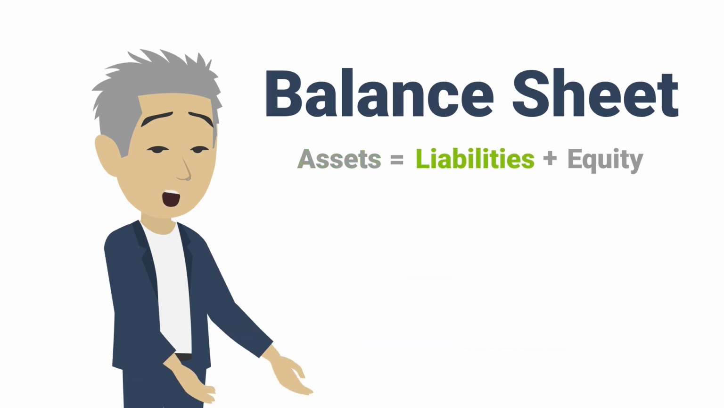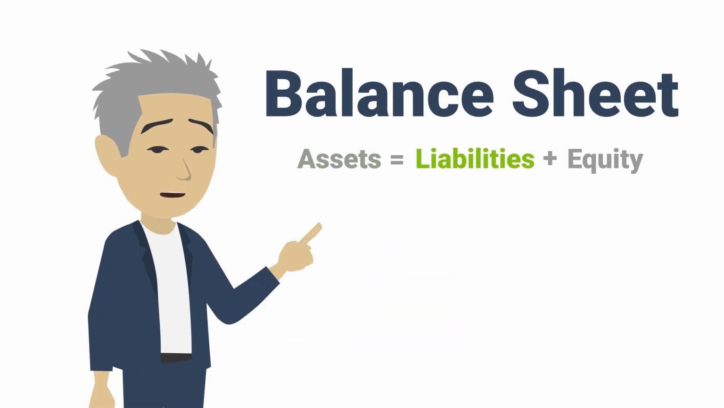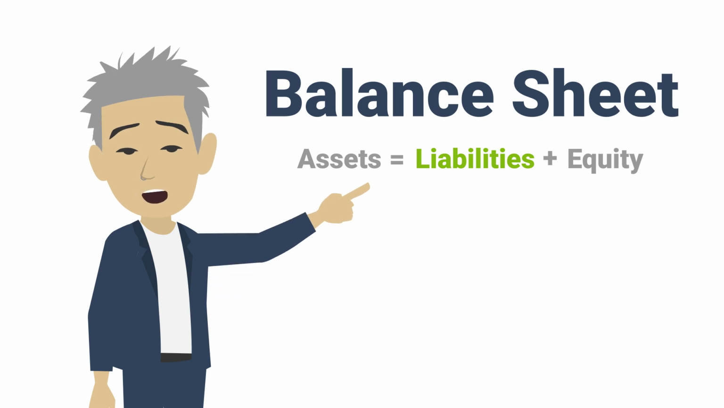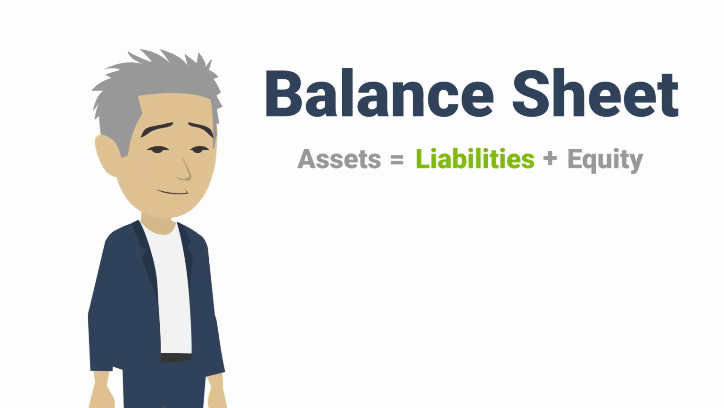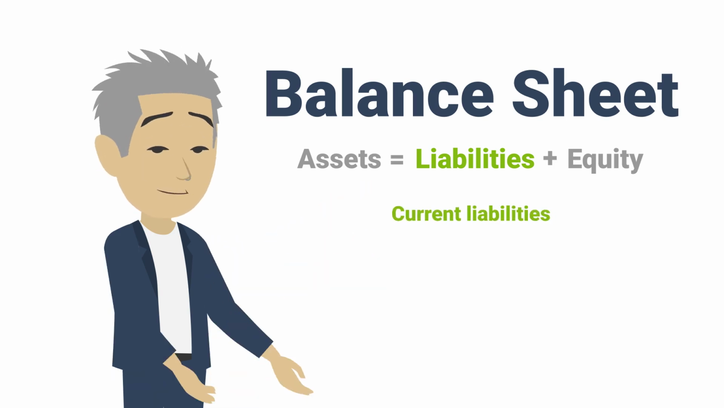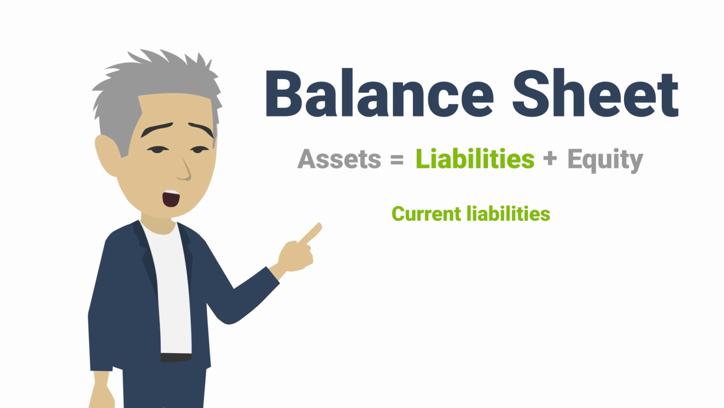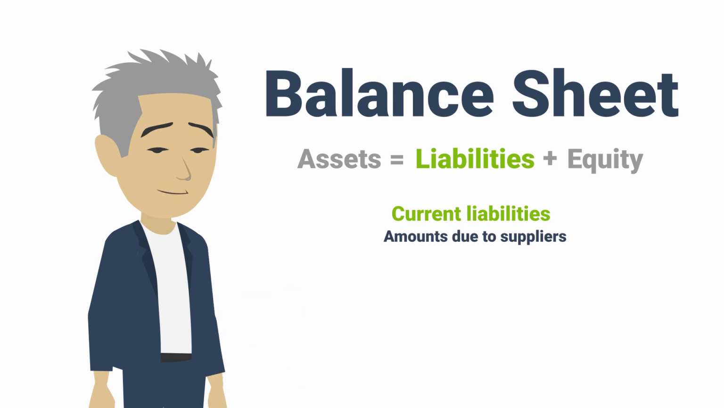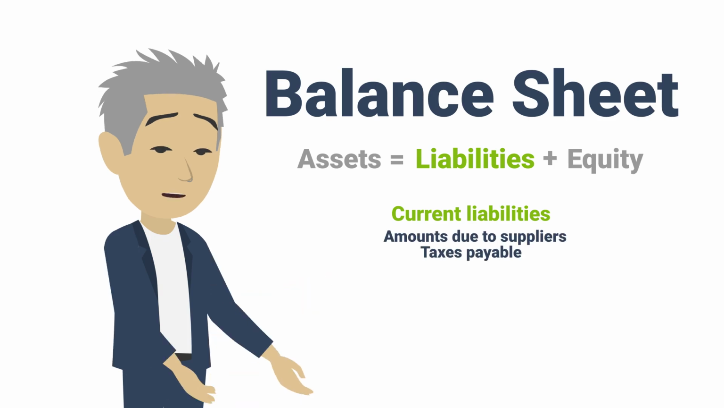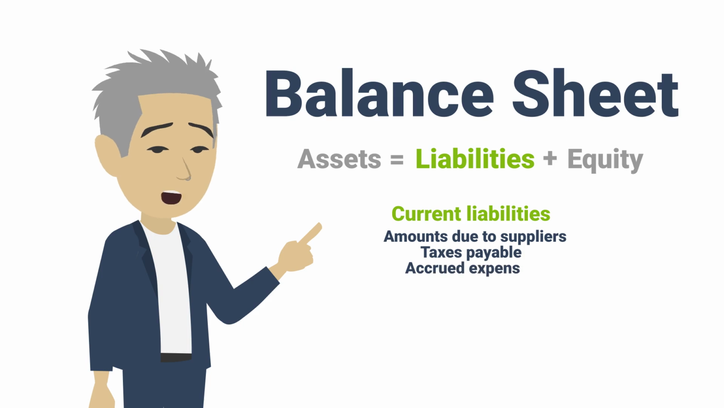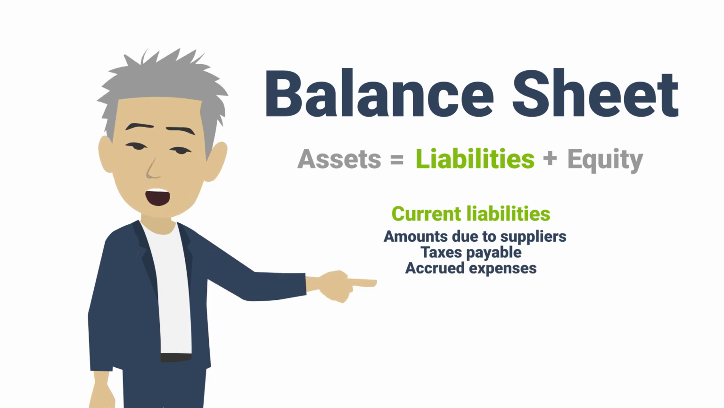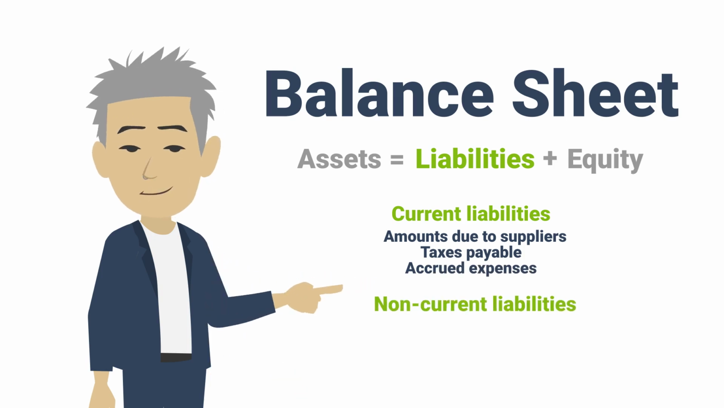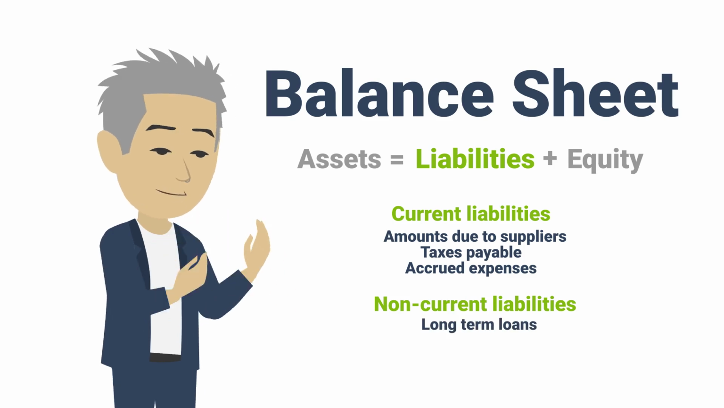Now let's look at the things the business owes, its liabilities. This time we have two types. The current liabilities, so things like amounts owed to suppliers, taxes the business is due to pay, and accrued expenses. And non-current liabilities, like long-term loans.